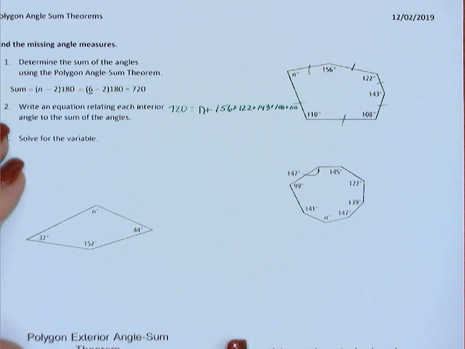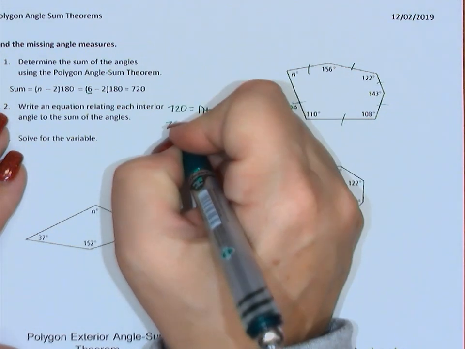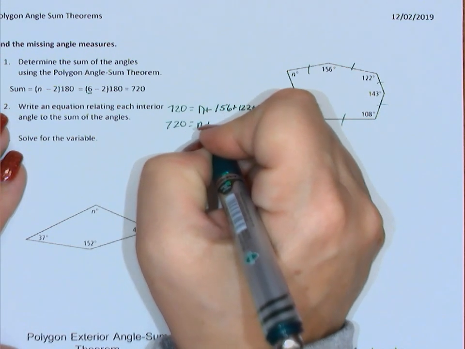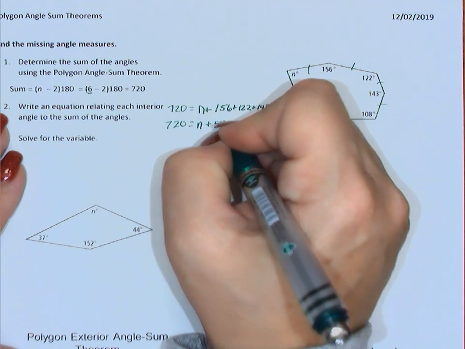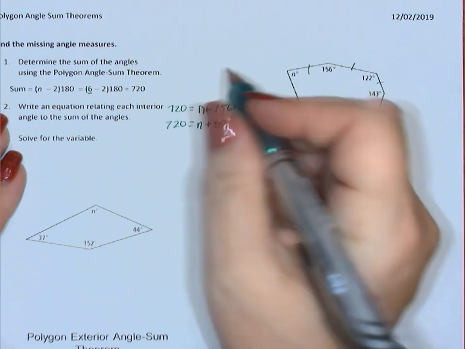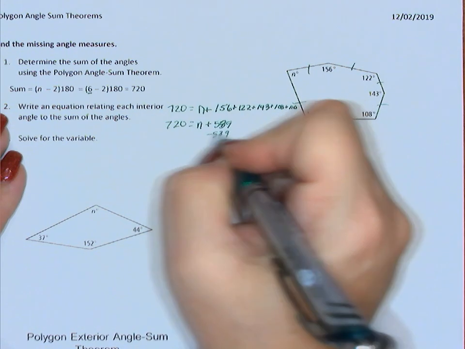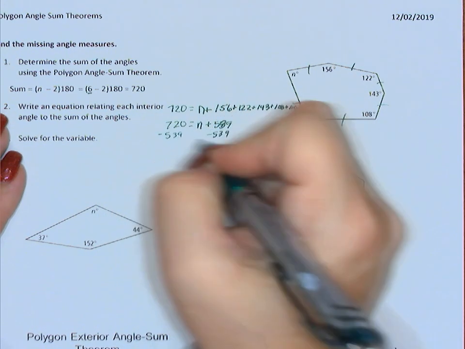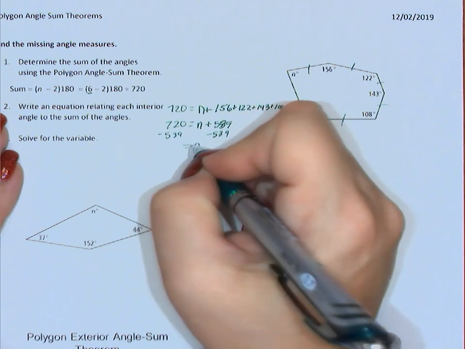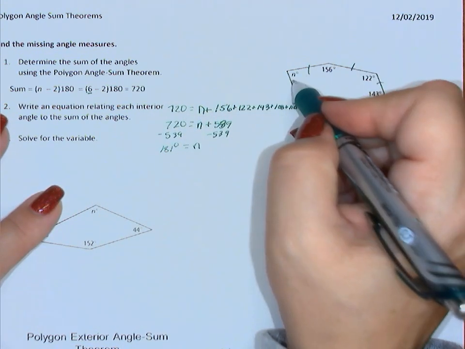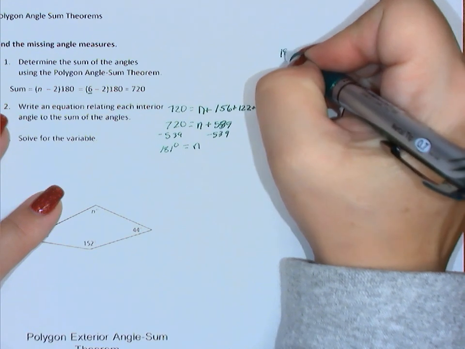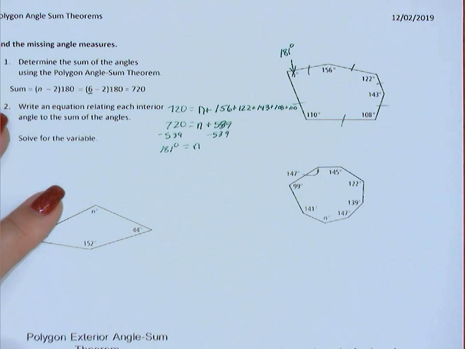So then I combine my like terms or simplify. That's going to give me that 720 equals n plus 539. Then I'm going to subtract the 539 from each side. And that's going to tell me that the missing angle measure is 181 degrees. Okay?